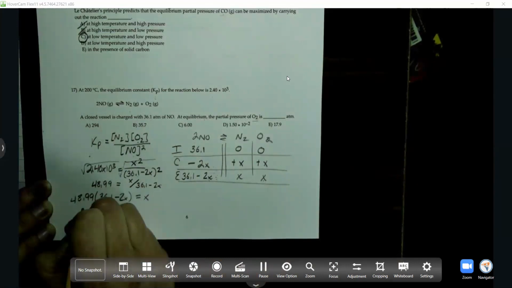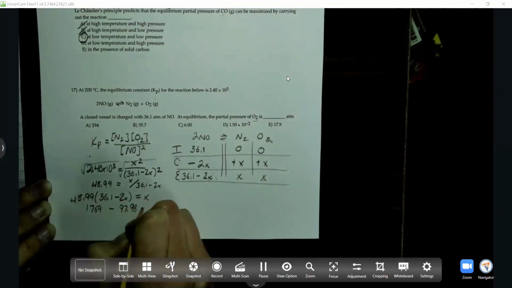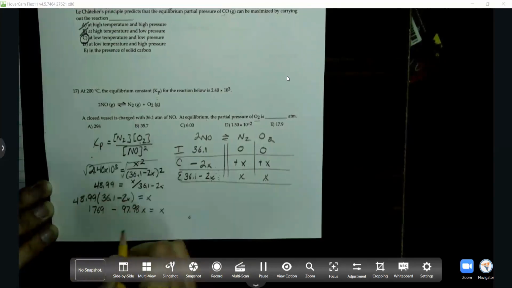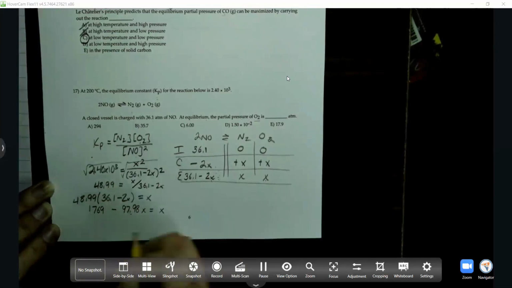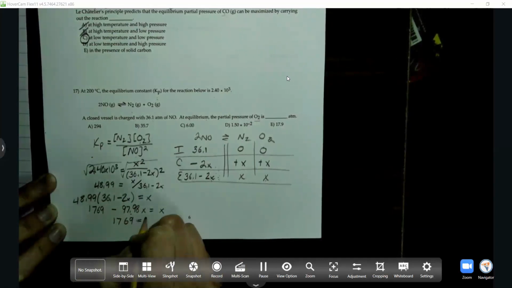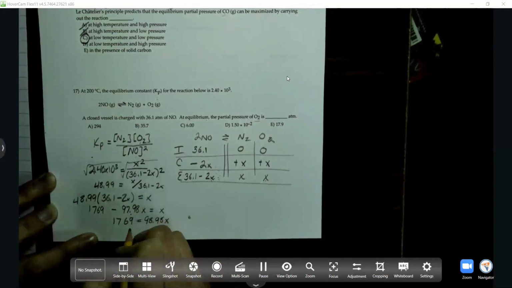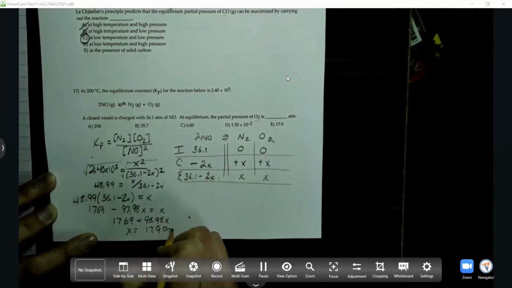Going back to high school, 1769 minus 97.98x is equal to x. I'm going to add 97.98x to both sides. Good algebra practice. And then we're going to finally solve for x. x is equal to 17.9 atmospheres.